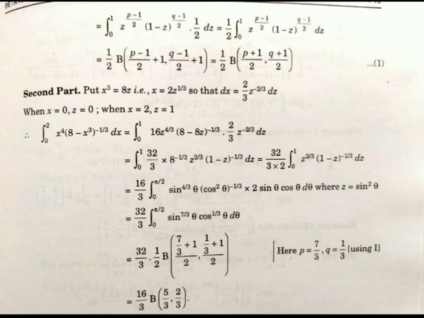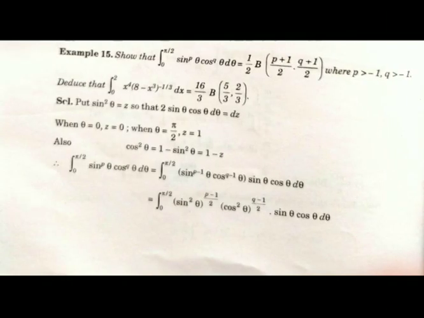Okay. So this is the solution of the first part. It's very important. They will ask for 5 marks. Okay. Next, take down the second part. What do they ask? Deduce that integration 0 to 2 x raised to 4 (8 minus x cube) raised to minus 1 by 3 dx is equal to 16 by 3 beta of 5 by 3, 2 by 3.